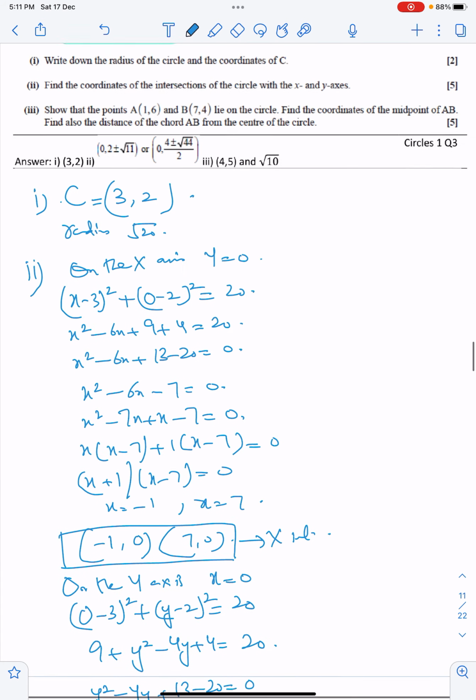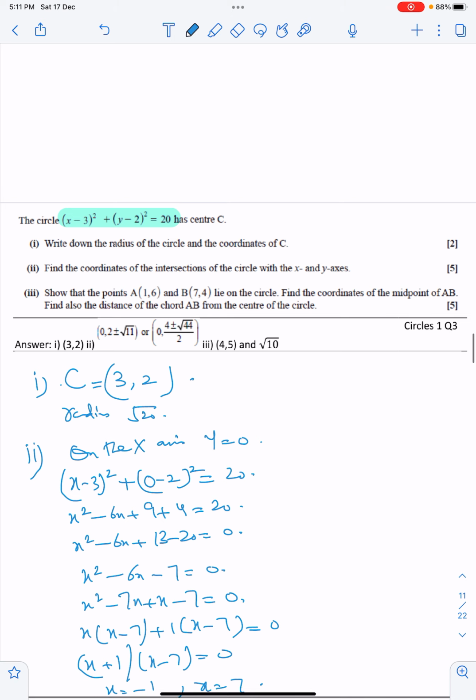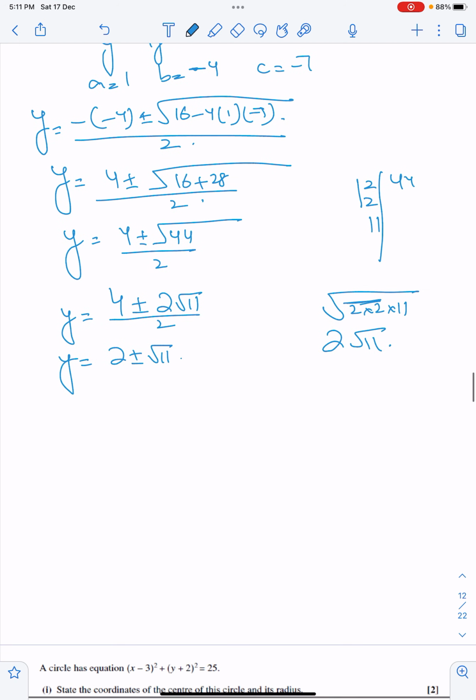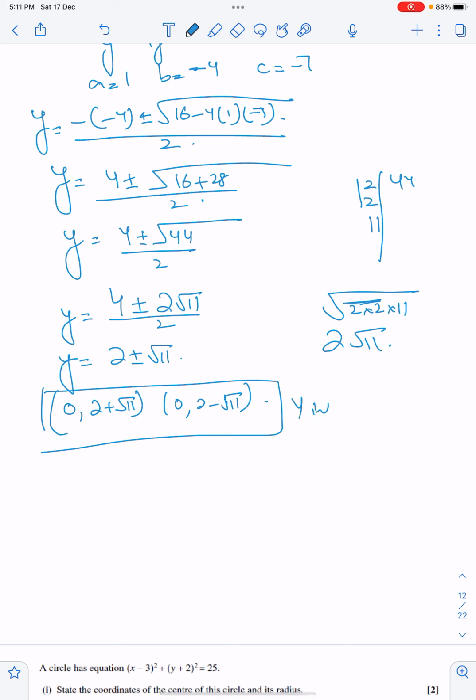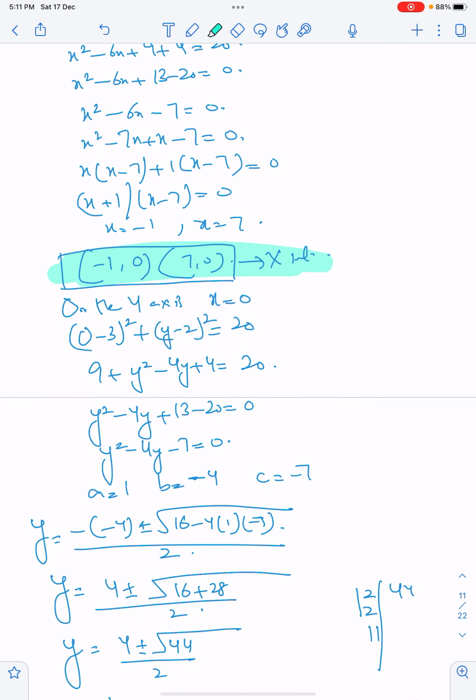Okay, these are the coordinates, the point of intersection with the y-axis. One point is going to be 0 comma 2 plus root 11, and the other point is going to be on the y-axis, obviously x is 0 always, 2 minus root 11. These are the 2 points, the y-intercepts.